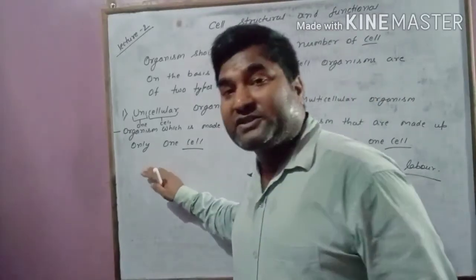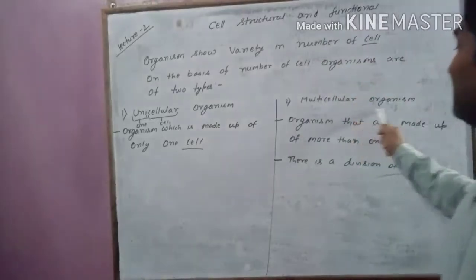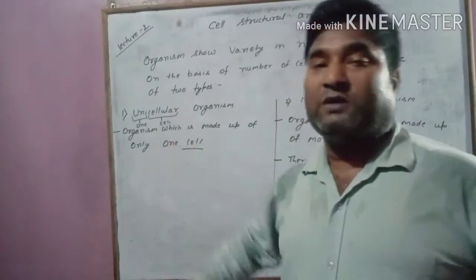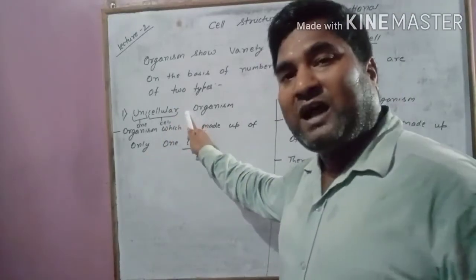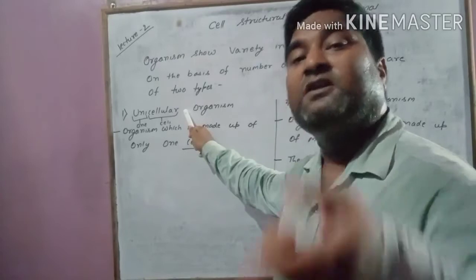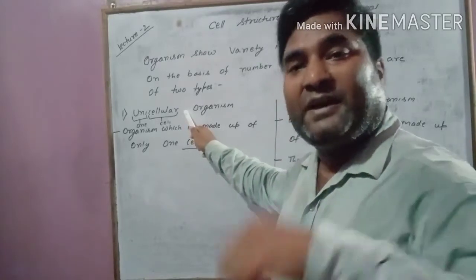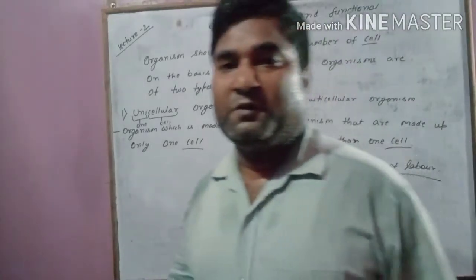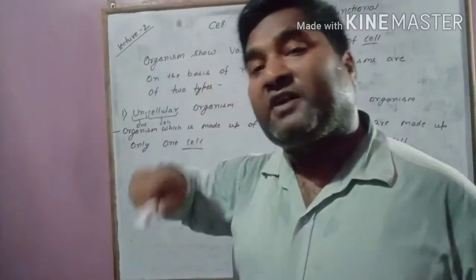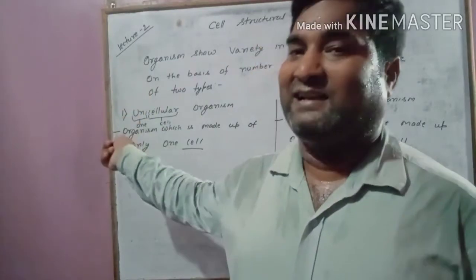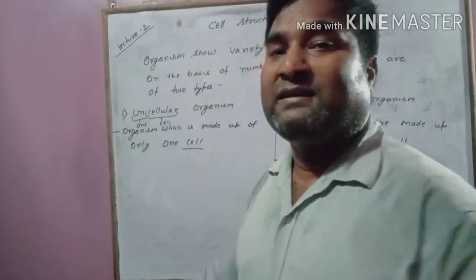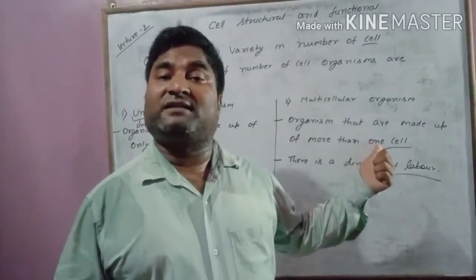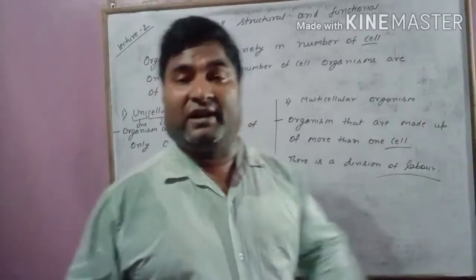So whatever function a multicellular organism has to perform, the unicellular also has to perform. Unicellular also have to take nutrition, digest the food, transportation, excretion, reproduction, everything unicellular also have to do, multicellular also have to do. But in unicellular all the function is performed by the only cell, because it is made up of only one cell. That only cell has to perform all the function. But in multicellular there is a division of labor.